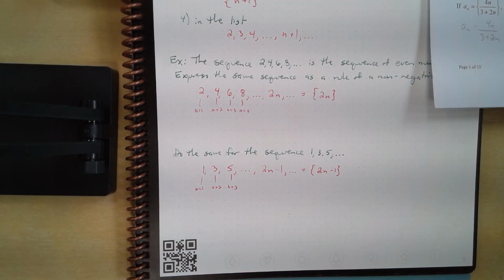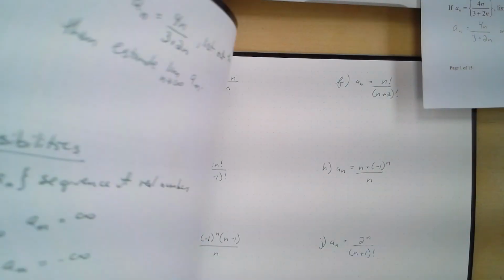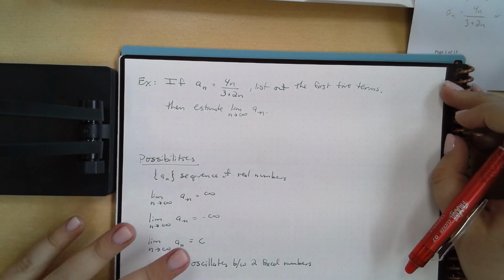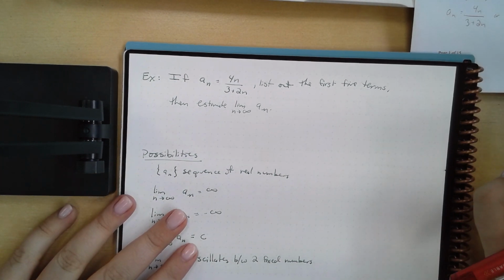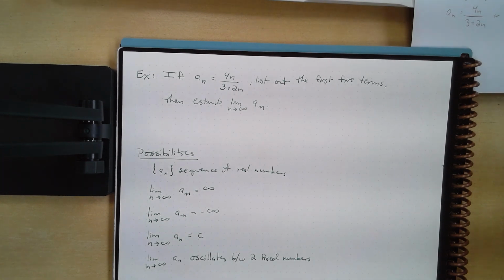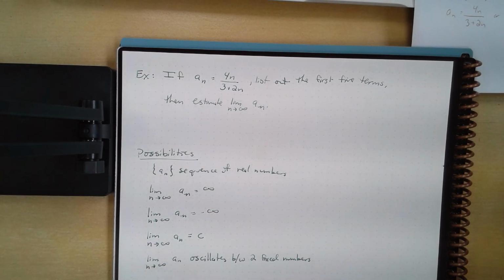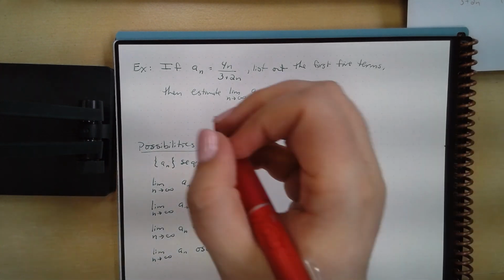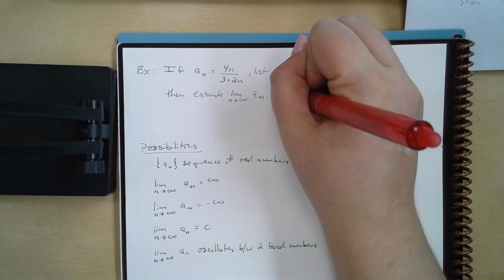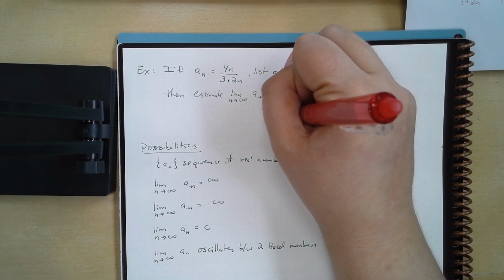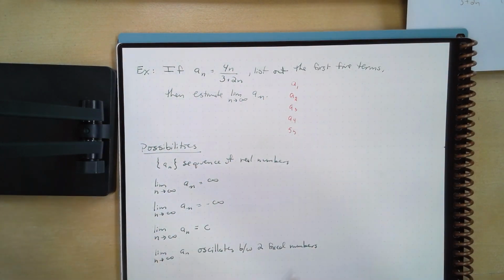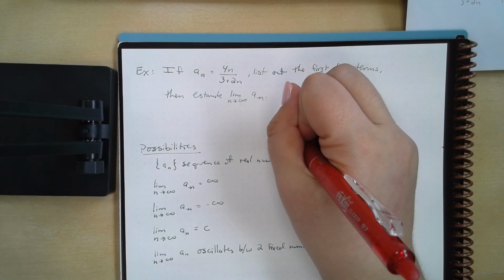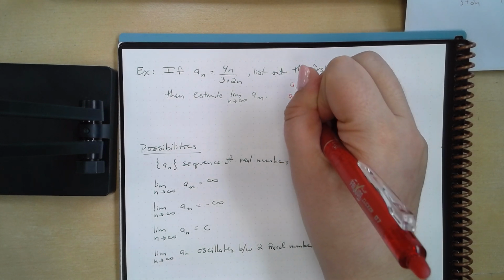Okay, let's do some more examples here. If a sub n is equal to 4n over 3 plus 2n, we're asked to list out the first 5 terms, then estimate the limit as n approaches infinity of a sub n. Well, we can write out our first 5 terms, and I like to do it like this. I like to write a sub 1, a sub 2, a sub 3, a sub 4, a sub 5. That's just how I like to do it, but you can, of course, list them out in a row as well.